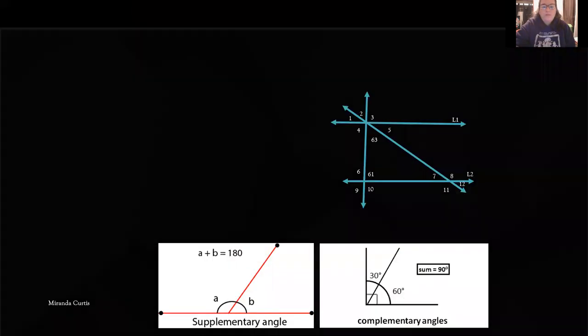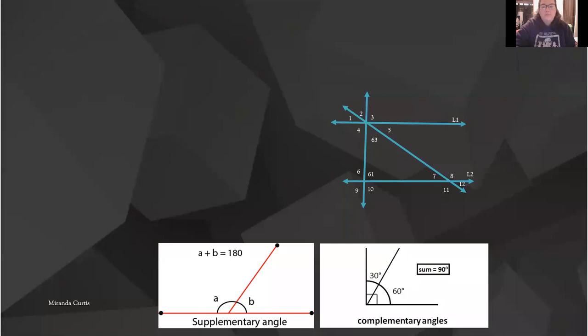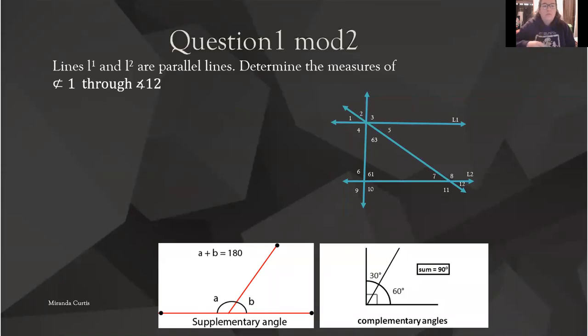Okay, question 1. Question 1, Module 2. Lines L1 and L2 are parallel lines. Determine the measures of angle 1 through angle 12. Okay, first we're going to look right here, we have 63 and 61. We have to find 7 first. A triangle equals 180. So 180 minus 63 minus 61 gives us 56. So angle 7 is 56.